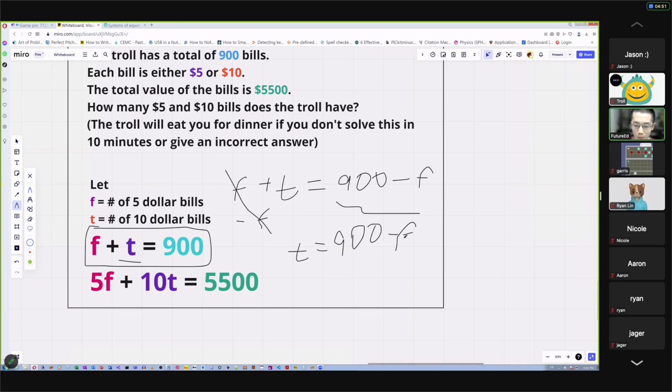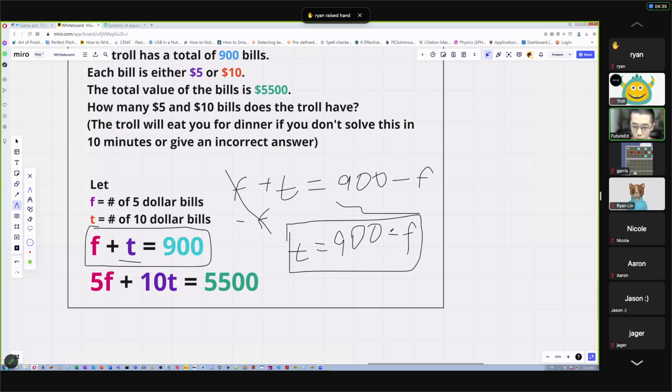Uh-oh, 5 minutes left. Okay, that doesn't look good. Jason, Ryan, are you guys following? Yeah. Yep. So now we have T equals 900 minus F.